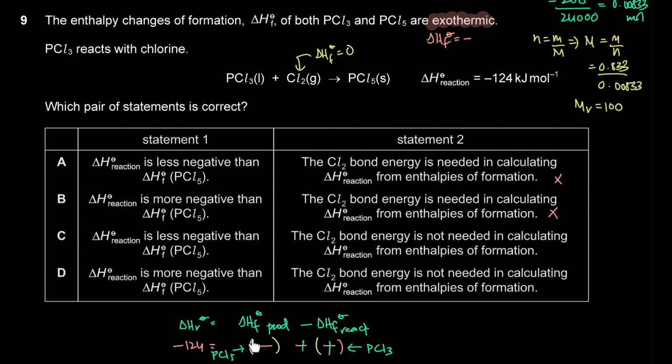I'll repeat. If I take this negative value, and then I subtract this negative value, in other words, I'm adding a positive value. So I take this negative value, I make it less negative, I get negative 124. In other words, the enthalpy change of formation of PCl5 must be more negative than the enthalpy change of the reaction, or we can say that the enthalpy change of the reaction is less negative than the enthalpy change of formation of PCl5.